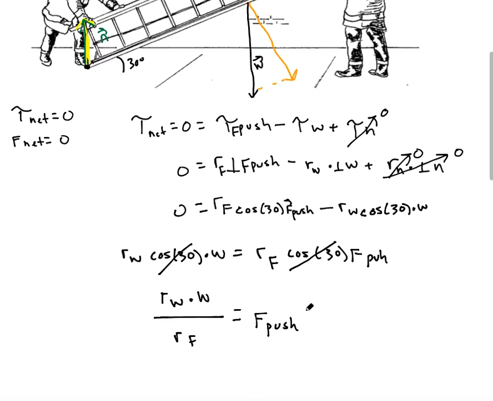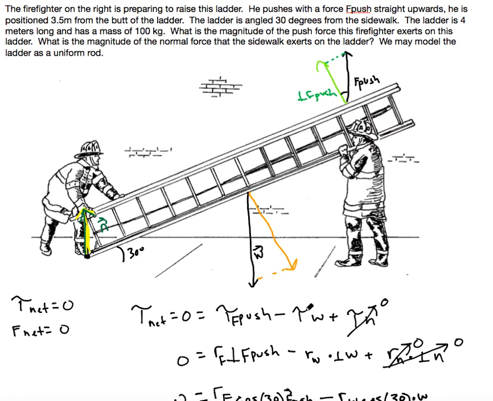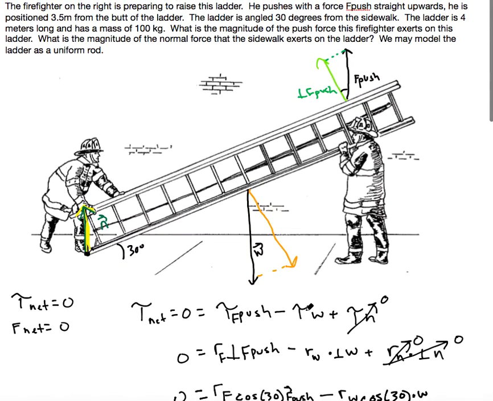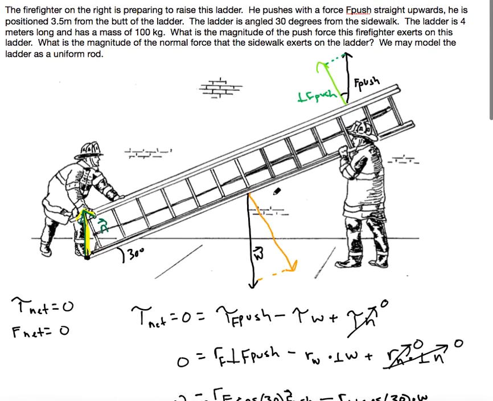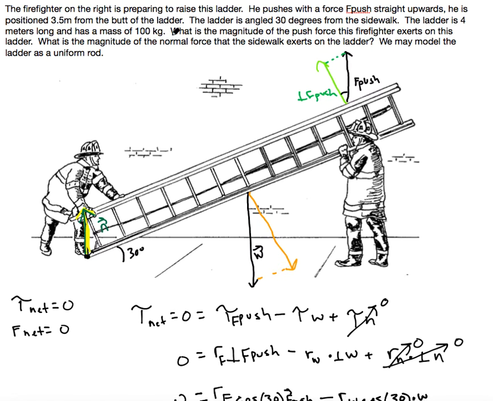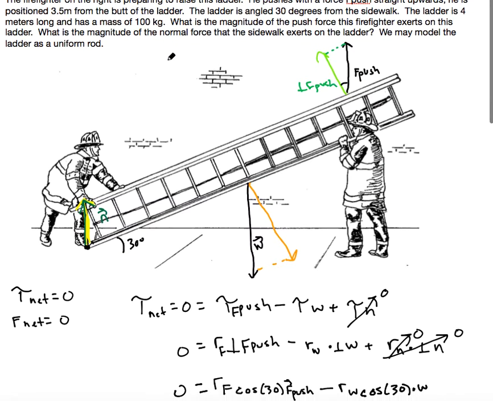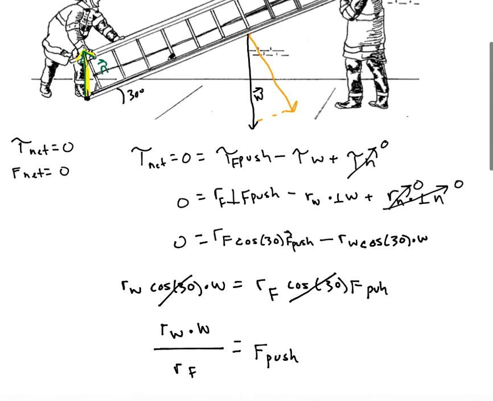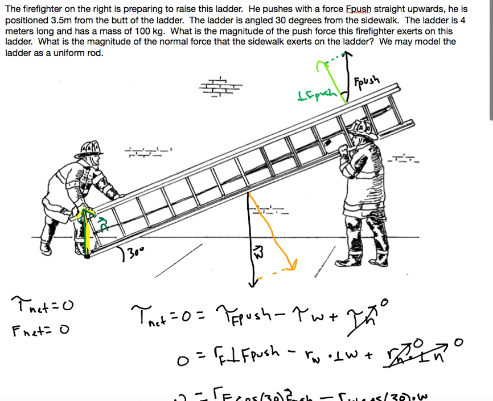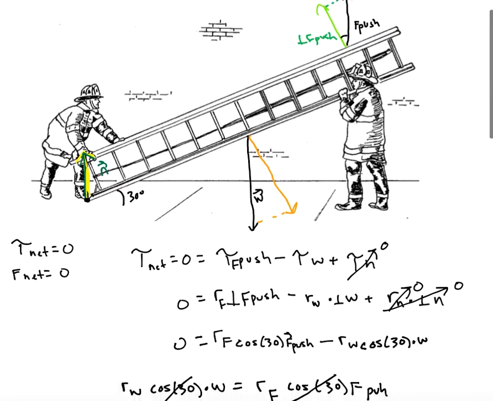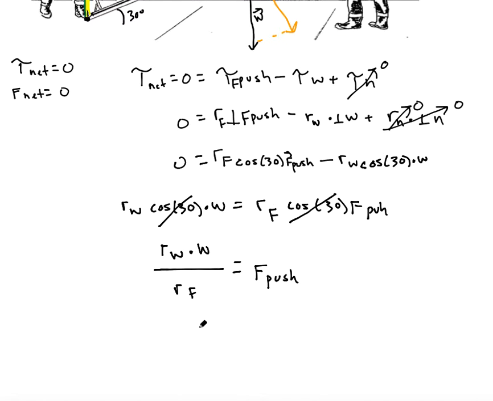So let's go back to the problem and see what those values are. So W, the weight is acting in the center of this uniform rod, and the rod is 4 meters long, so that's 2 meters. And the weight force, we know the mass is 100 kilograms, so m times g. So the weight force will be equal to 1,000 newtons. And we'll divide that by r sub f, and that's 3.5 meters. And so we get an F push equal to about 570 newtons.